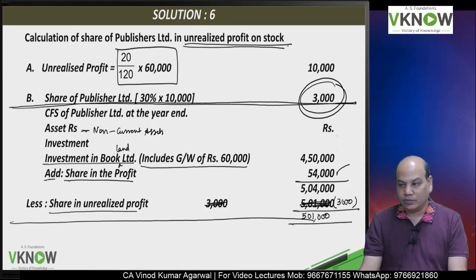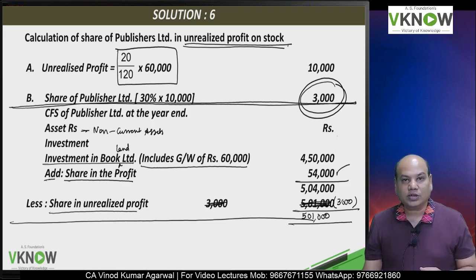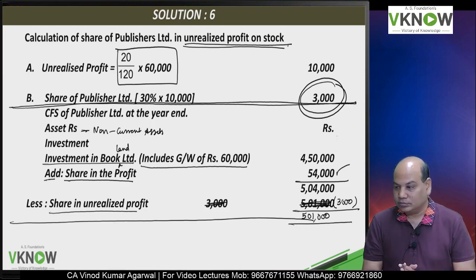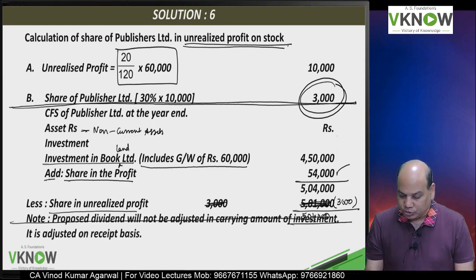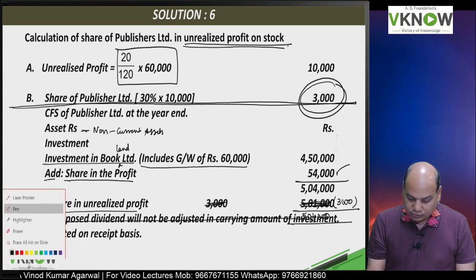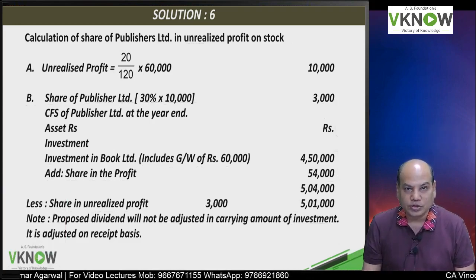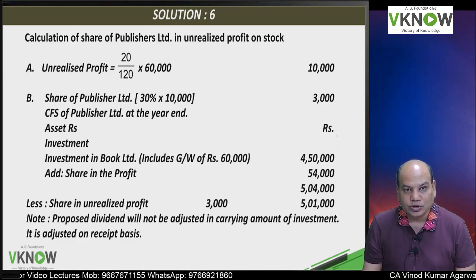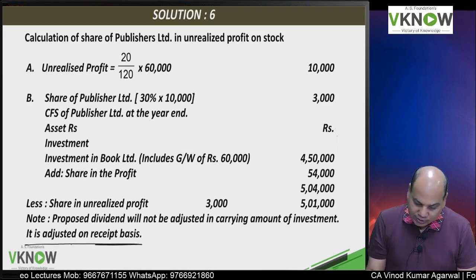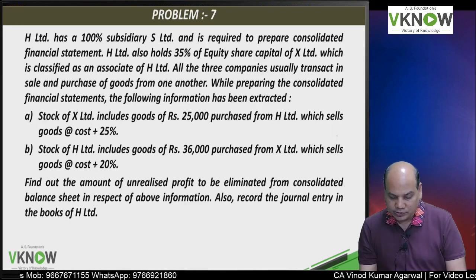The answer is over. But the student can have a question: why have we not adjusted the proposed dividend? Proposed dividend is not yet paid. Unless proposed dividend is paid, it will not reduce the net asset of the associate. Hence we are going to adjust dividend from associate only on receipt basis.